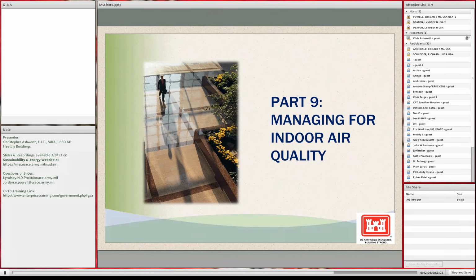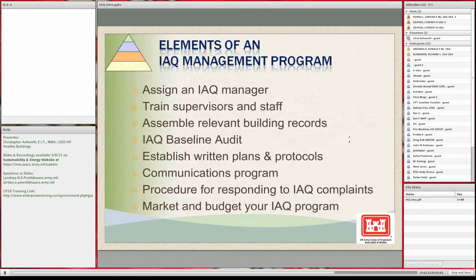And here's actually the final section, managing for the indoor air quality. And it looks like I'm going to get in under the 4 o'clock, so we'll have a couple minutes for questions if anyone has them.